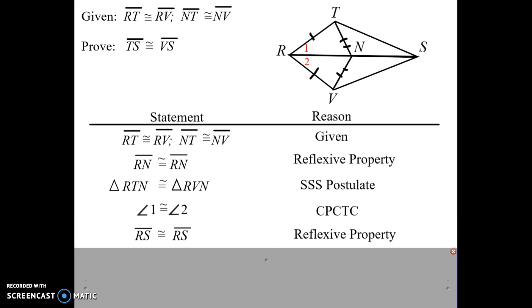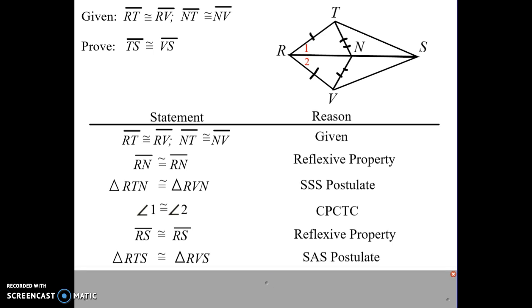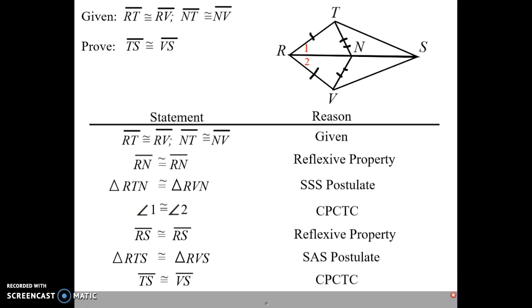If we say that RS is congruent to RS because of the reflexive property, we now have this short side and this short side, angle 1 and angle 2 being congruent, and RS congruent to itself. So we can say that triangle RTS and triangle RVS are congruent to each other by side angle side. Then this allows us to say that TS is congruent to VS because of CPCTC.